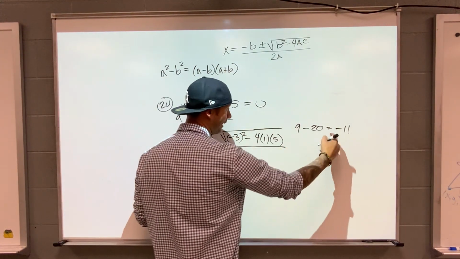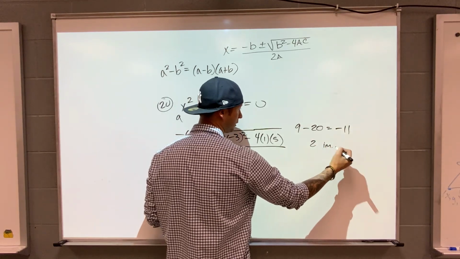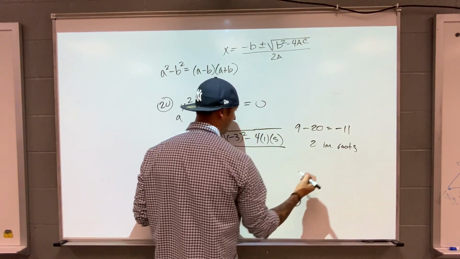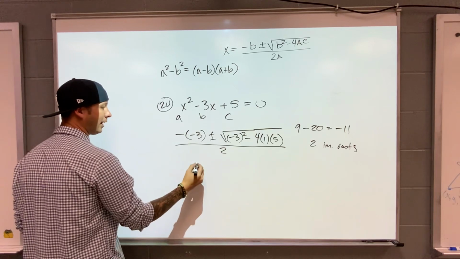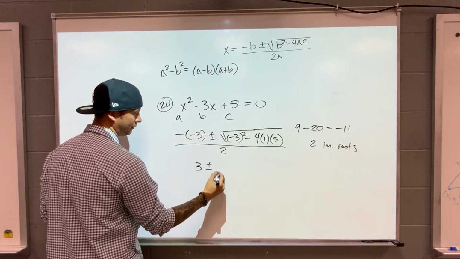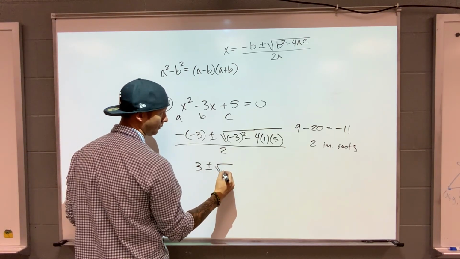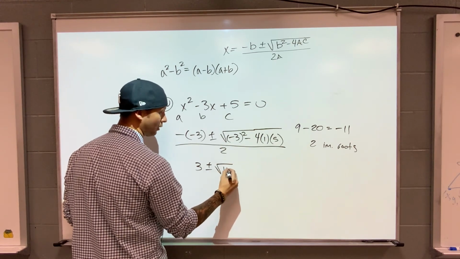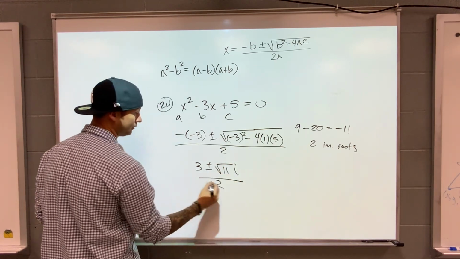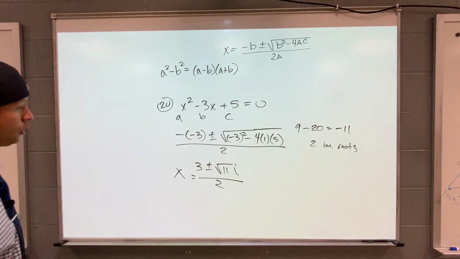I'm going to have to pull out an i, right? This is going to be two imaginary roots. Okay, so simplify here. That's 3 positive plus or minus square root negative 11, so root 11 i, all over 2. It's my 2 roots.